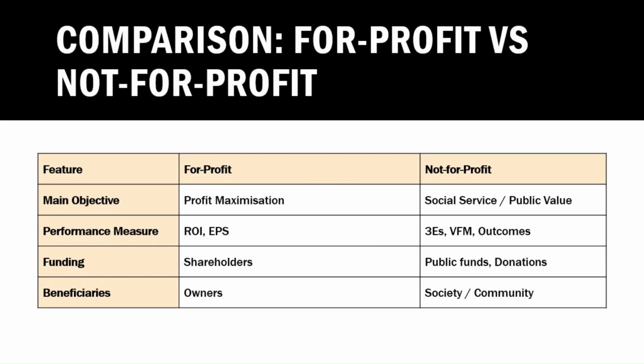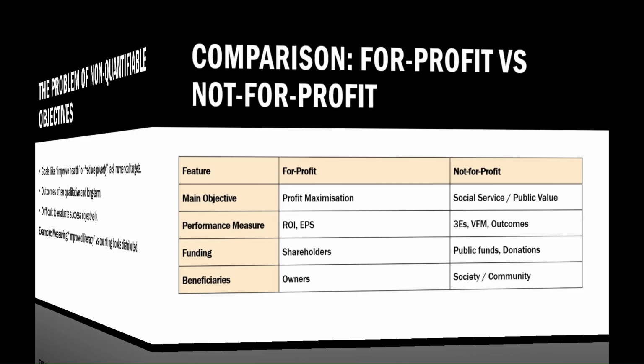In commercial businesses, success is measured through profit, return on investment, or earnings per share. In not-for-profit organizations, success is measured by social outcomes and value for money through the 3 Es. Funding sources differ. Private firms rely on shareholders while not-for-profits depend on public funds and donations. Beneficiaries differ too. Private firms serve owners, while not-for-profits serve society.